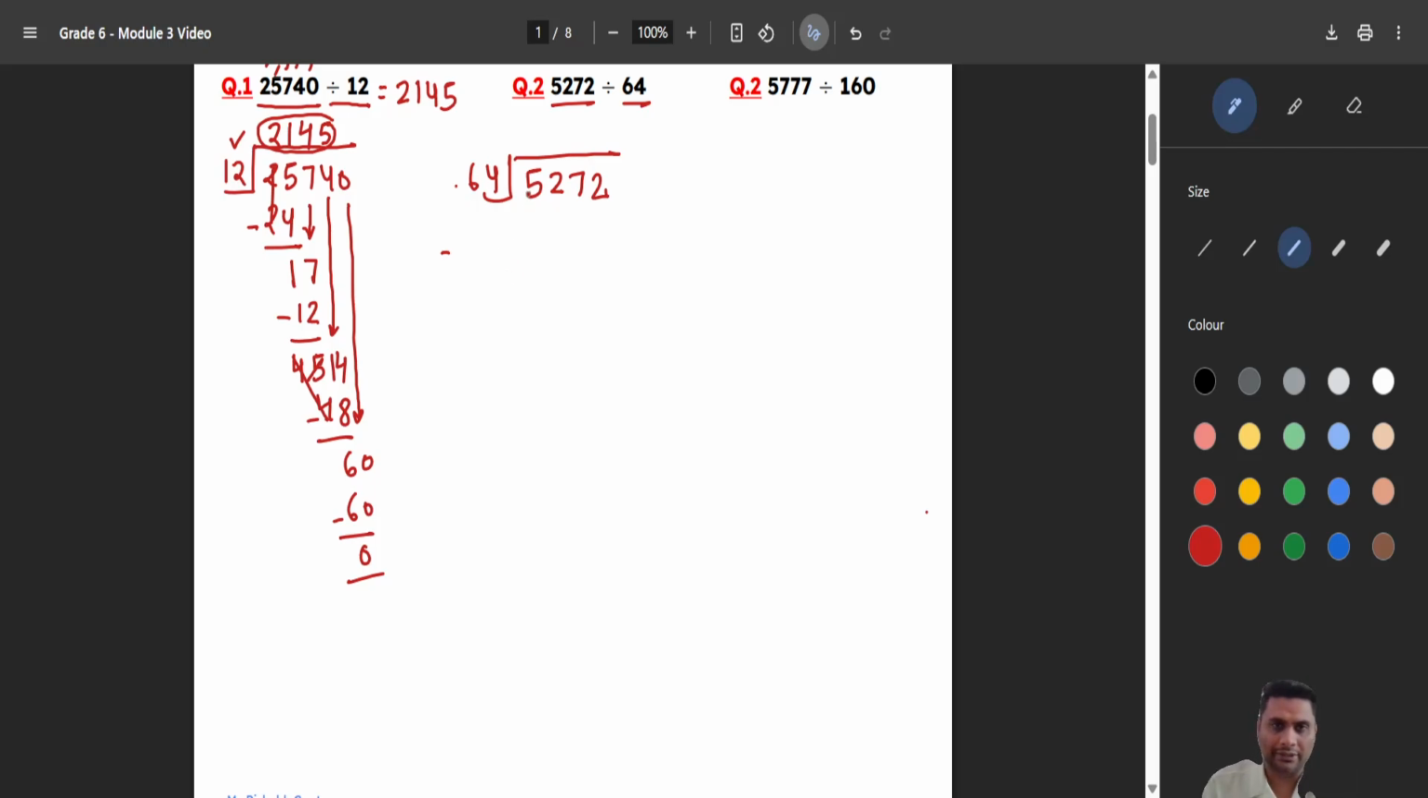So I will tell you a trick. Just check the first number. The first number is what? 6 here, correct? And what are the next here? The first two number 52, correct? Think in your mind 6 times how much will give you a number close to 52. I know 6 times 8 is equal to 48, right? Which is very close to 52. If I take 6 times 9, it will be 54, which is bigger than 52.